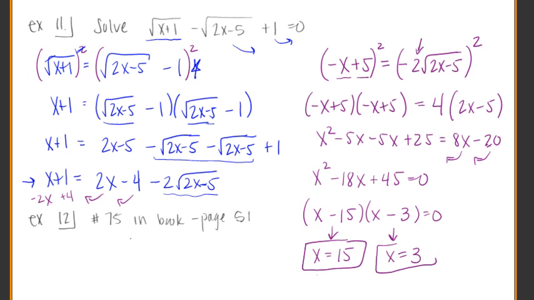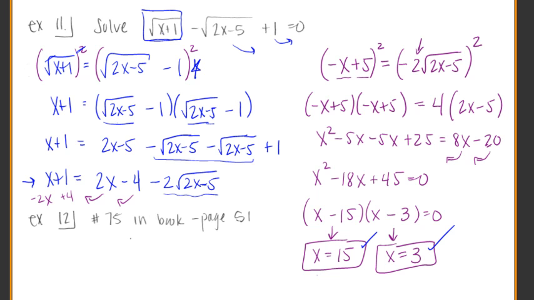Alright, before we can call these answers 100% good to go, we have to go back and check them and make sure that when I plug them underneath that radical, I get positive numbers. So let's just go with this first radical. If I plug in 15, 15 plus 1, definitely positive. 3 plus 1, definitely positive. So 15 works out, and 3 works out for that first one. Let's go to the second one though. 15 times 2 is 30, and 30 minus 5 is 25. That's positive. 3 times 2 is 6. 6 minus 5 is 1. That's positive. So it looks like both answers are good to go.